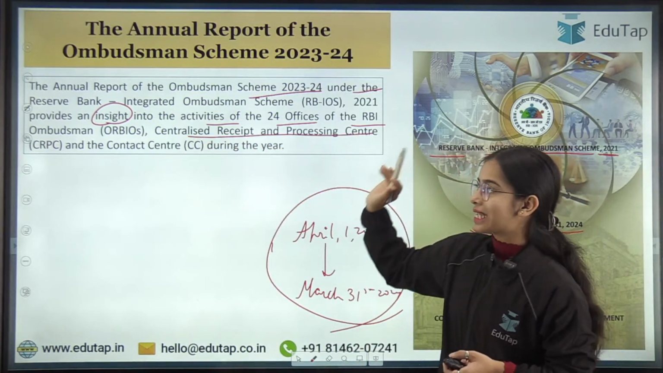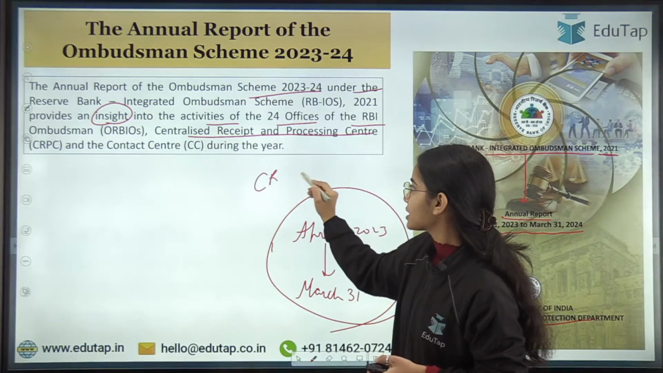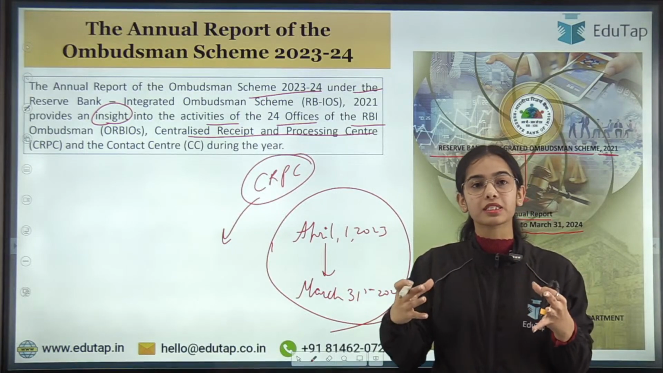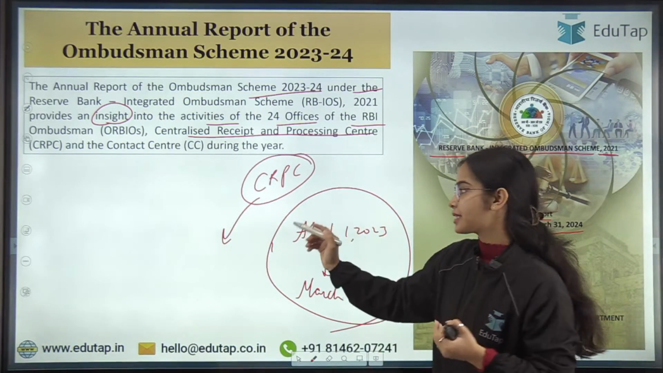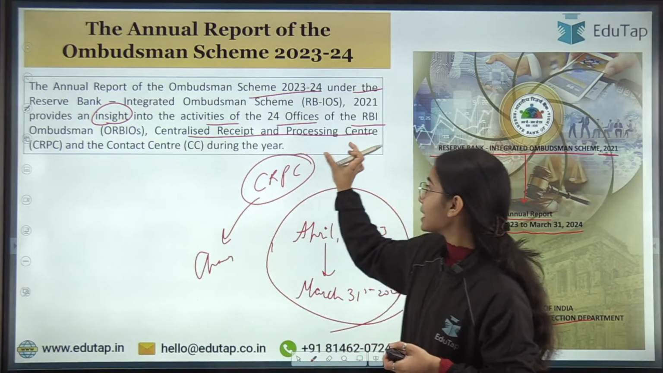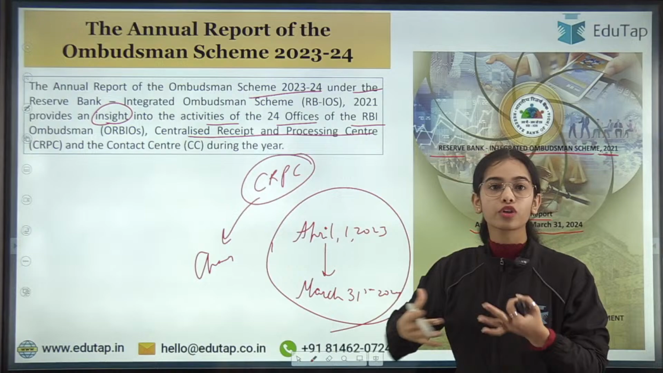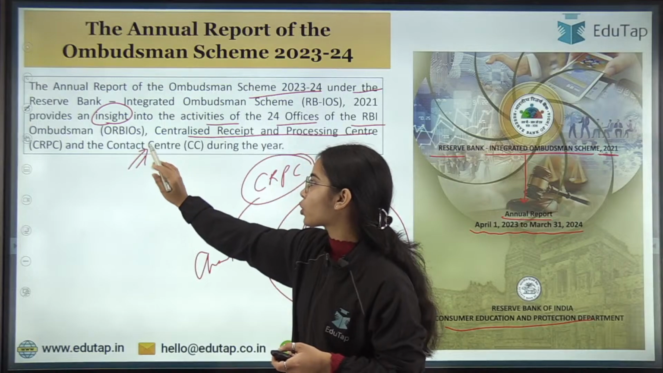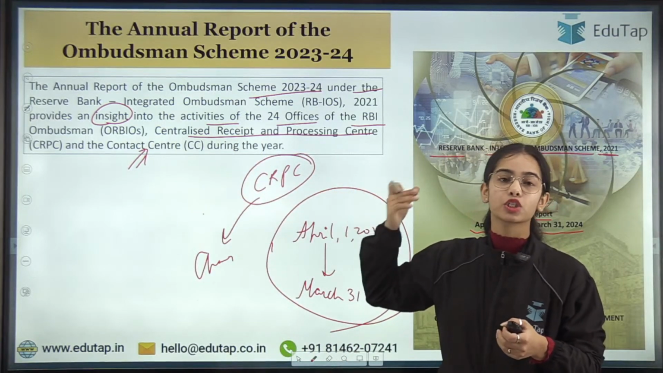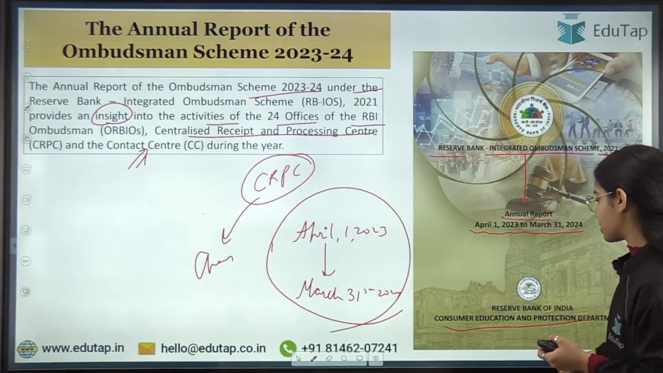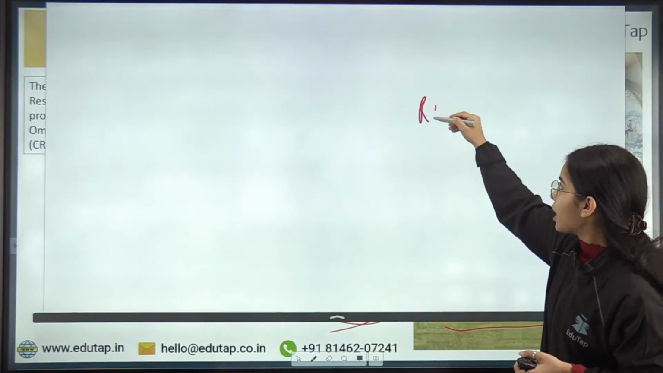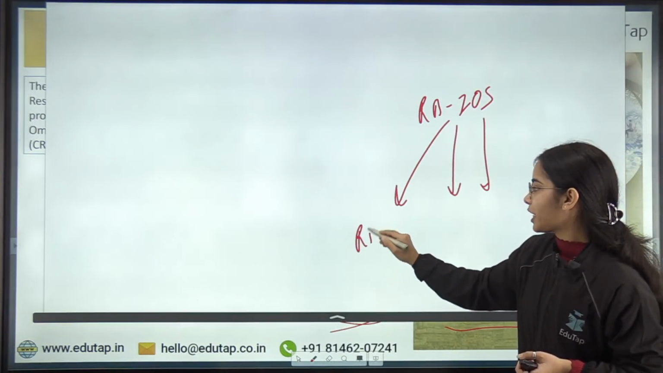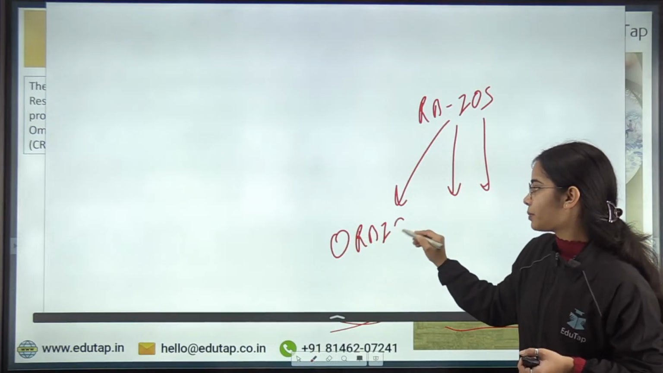The Centralized Receipt and Processing Center, CRPC, is an integral part of the Reserve Bank Integrated Ombudsman Scheme, because through the CRPC present in Chandigarh, a lot of complaints are handled. We will discuss how they are handled. We will also discuss the contact center, because the contact center is also under the Reserve Bank Integrated Ombudsman Scheme. Under its purview there is the RBI Ombudsman, there are the offices of the RBI Ombudsman.